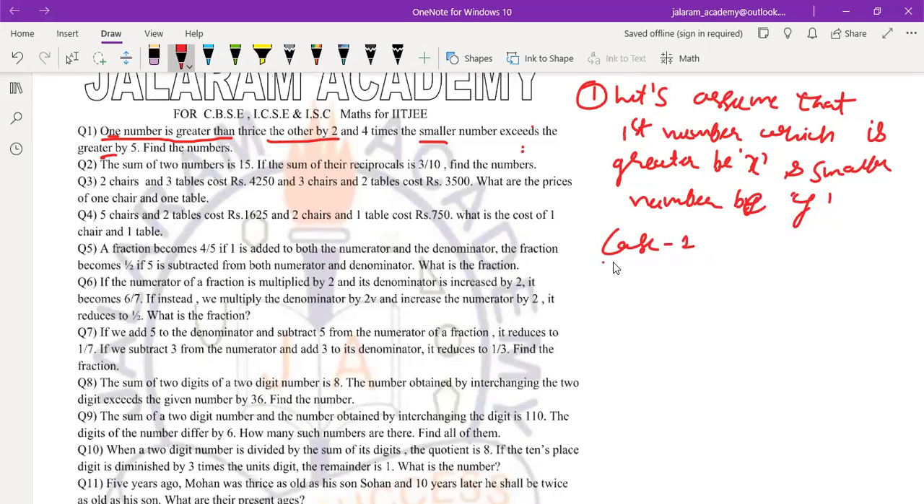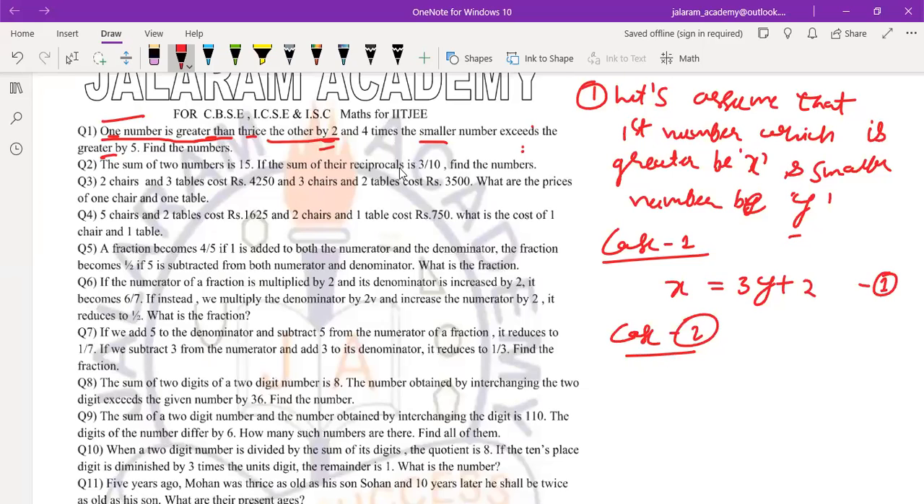Take case 1. One number is, meaning x, is means equals to, greater than thrice the other. The other is y, so thrice the other is 3y, by 2. Greater means plus 2. Write it as equation number 1. Now write case 2. 4 times the smaller number, and we have already written that the smaller number is y, so 4y, exceeds means equals to. Keep this plus sign of exceed inside your mind. The greater by 5: greater is x, plus 5. This plus of exceed will be written here.